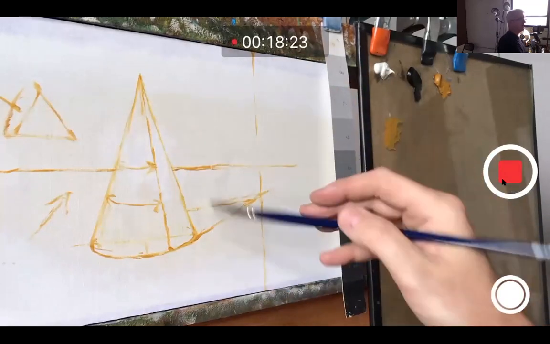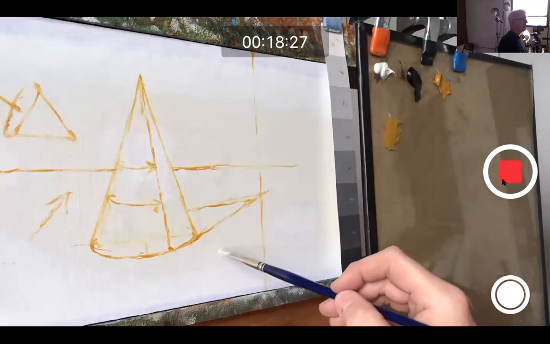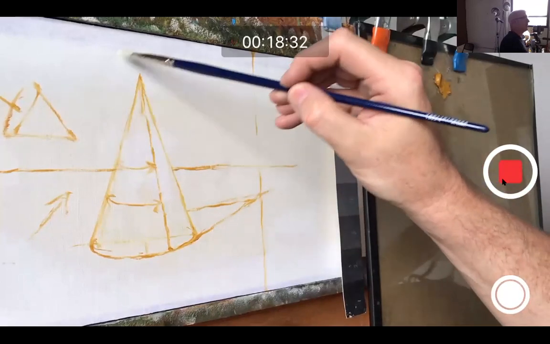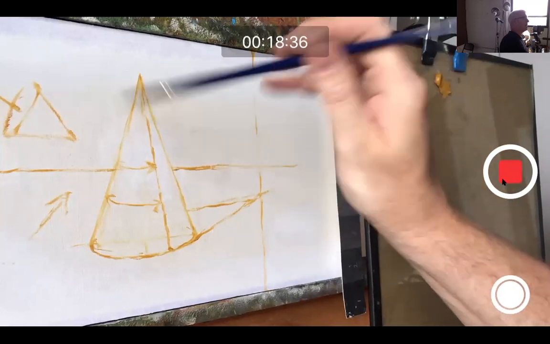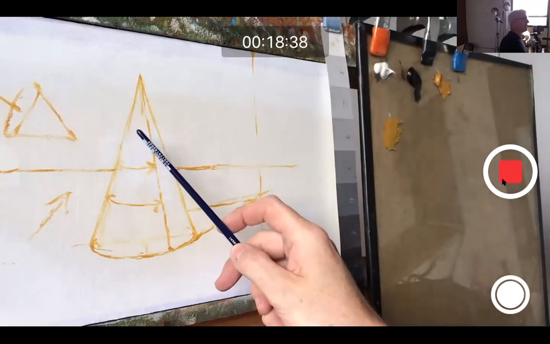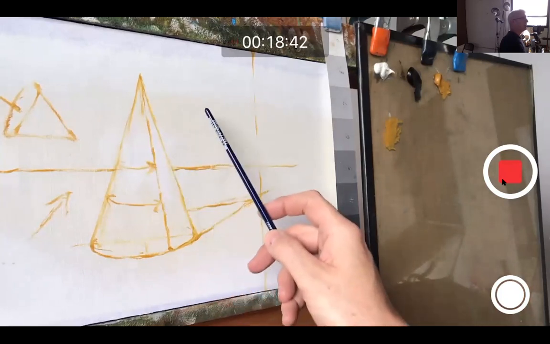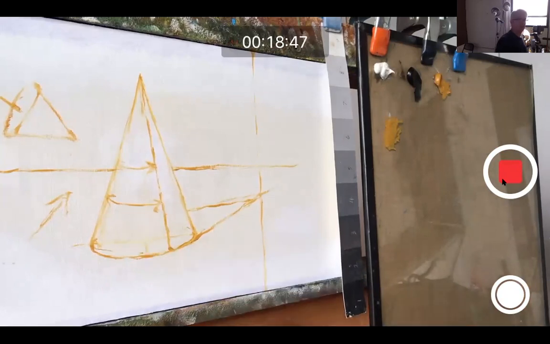The first thing I'm going to do is block in the value of the background and the value of the top of the table. I want to block in those value masses so I can use those value masses to accurately judge the value of the cone that I'm painting. I'm going to do those first to help me very accurately see the values of the cone.